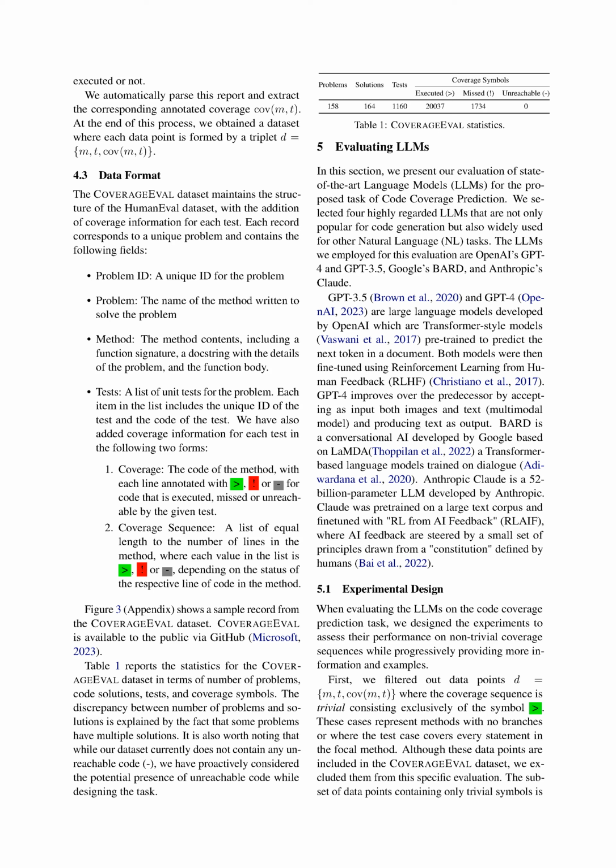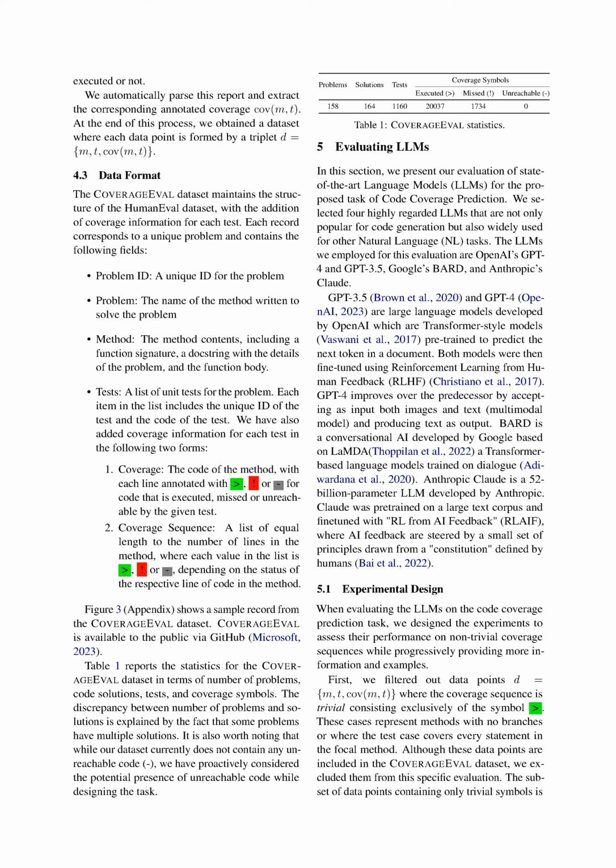3. Method. This includes the details of the method, such as the function signature, a docstring explaining the problem, and the function body. 4. Tests. This is a list of unit tests for the problem. Each test in the list has a unique ID and the test's code. We've also added coverage information for each test in two ways. 1. Coverage. This is the method's code, with each line marked with >, !, or - to indicate whether the code is executed, missed, or unreachable by the test.